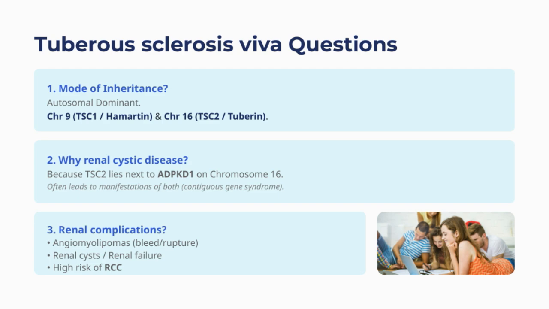Moving on to why renal cystic disease occurs in TSC. It's because the TSC2 gene is located right next to the ADPKD1 gene on chromosome 16. This proximity often results in what's called a contiguous gene syndrome, meaning patients can manifest features of both diseases simultaneously.